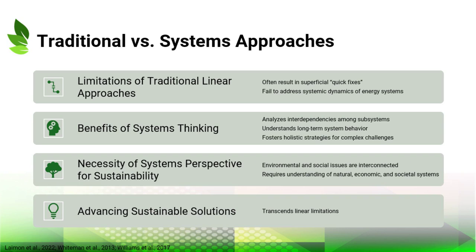Adopting a systems perspective is necessary for advancing sustainable solutions, as it transcends the limitations of linear approaches and enables us to design interventions that address root causes rather than symptoms. By embracing systems thinking, we can develop more effective, adaptive, and resilient strategies for sustainability management.